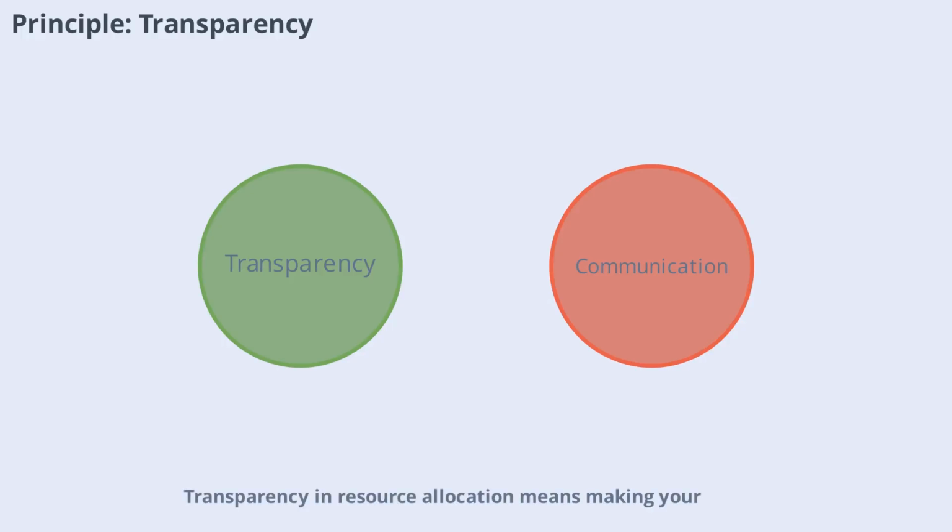Transparency in resource allocation means making your decisions clear and understandable to everyone involved. When people know how and why resources are being distributed, it builds trust and reduces confusion. Transparency also makes it easier to spot problems early and adjust as needed. Open communication is essential for successful resource management.